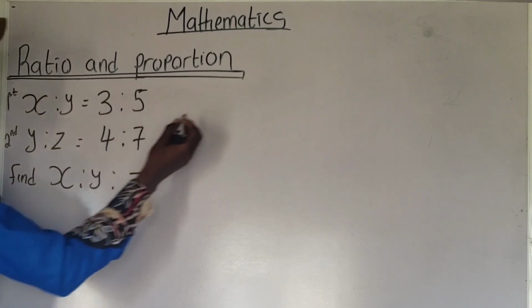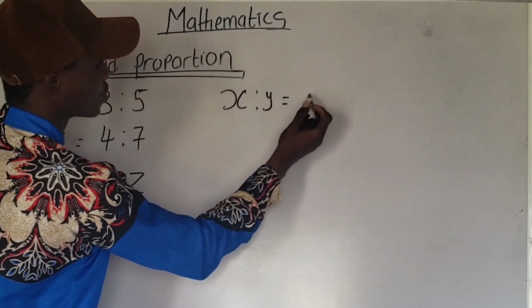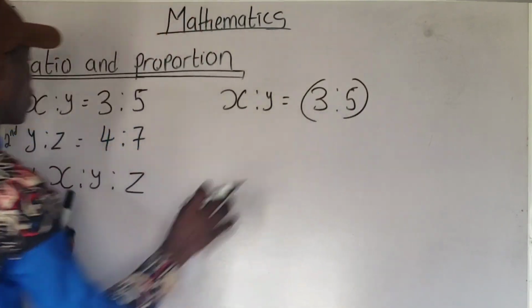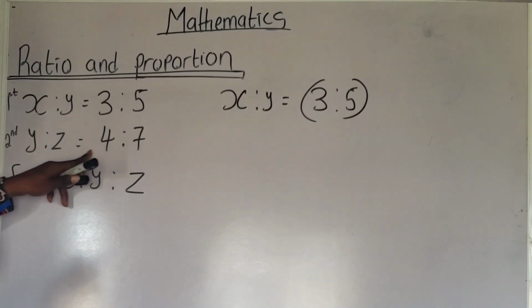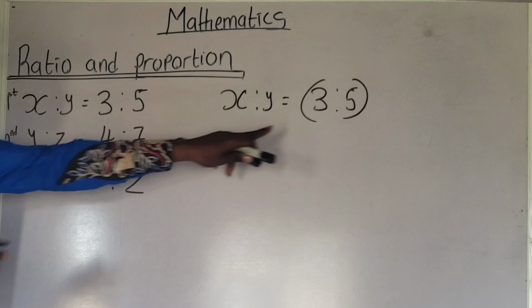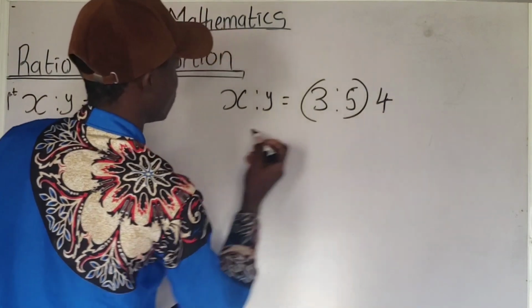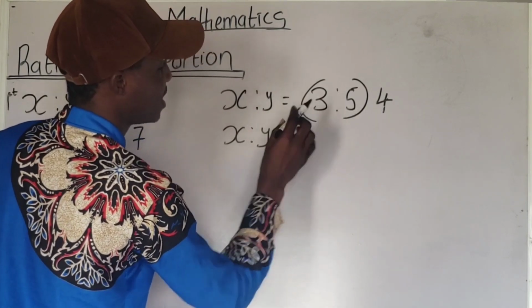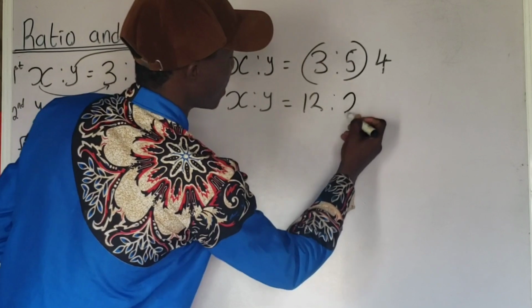The first ratio is 3 to 5, that is x to y is equal to 3 to 5. I want to multiply this ratio by the value of y in the second ratio, which is 4. So x to y is 4 multiplied by 3, that is 12, and 4 multiplied by 5, that is 20.